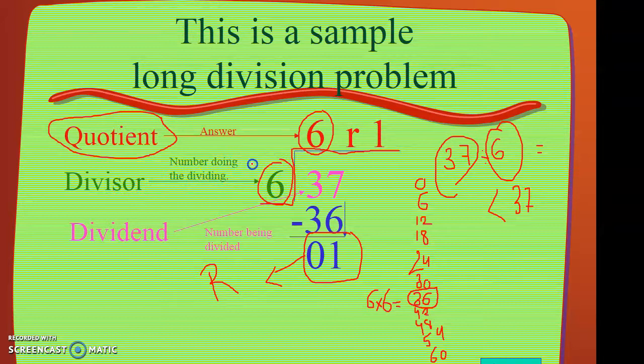Divisor. Its symbol is a small letter d. We are dividing which number? The number being divided is 37. So 37 we call it dividend. We can write it as D capital letter.